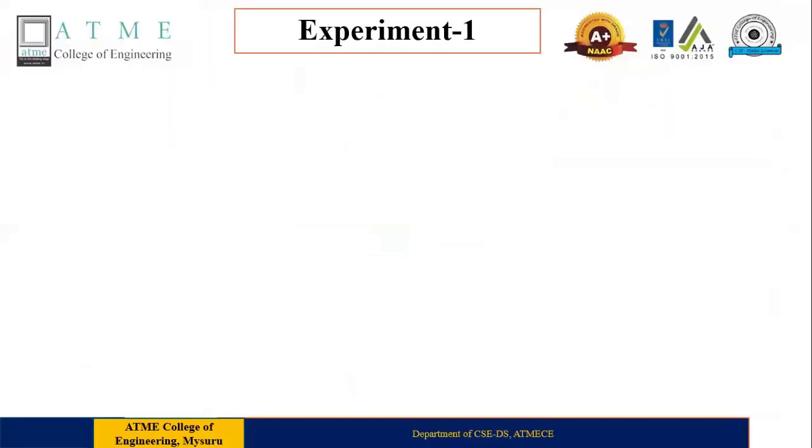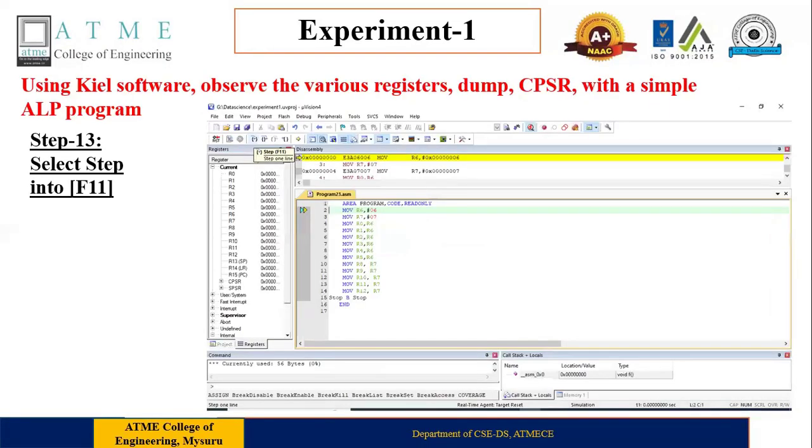After clicking on OK, press F11 to run step-by-step operations. For that, you can select F11 in the function keys, or you can click on this icon button. It will show each operation one by one. You can observe the changes in the register values.